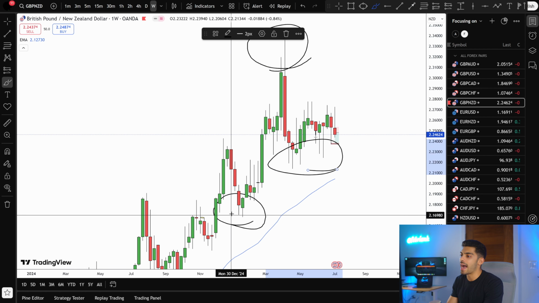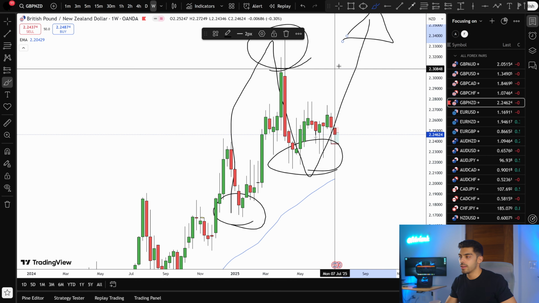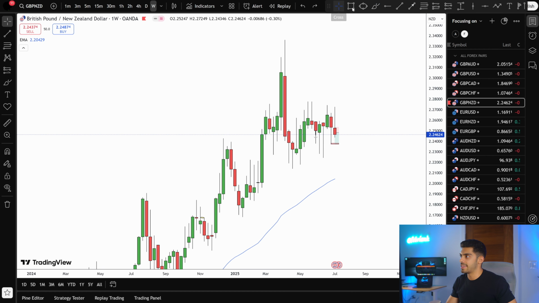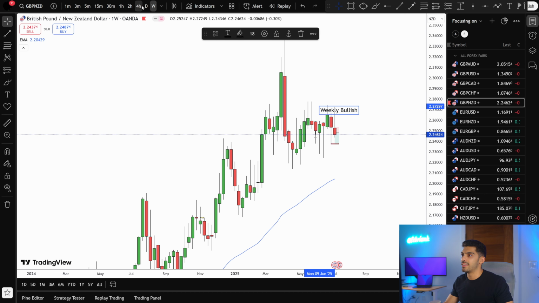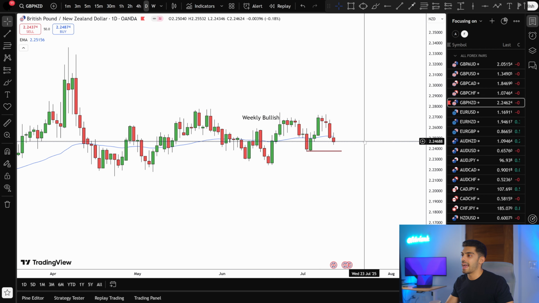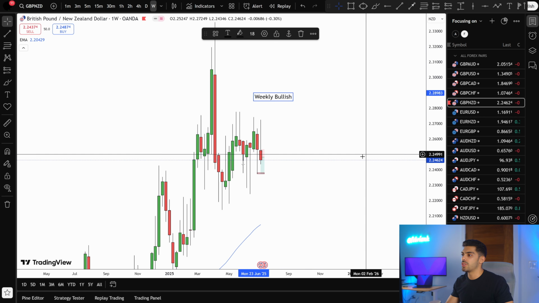So far we have higher lows and higher highs. So it's still a bullish market. So I'm going to mark it off as a bullish weekly time frame. We have to then look at the daily to try to figure out what's happening, because as I said on the weekly, it's starting to shift into a bearish market.